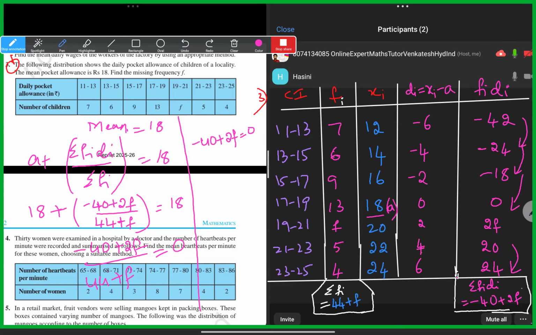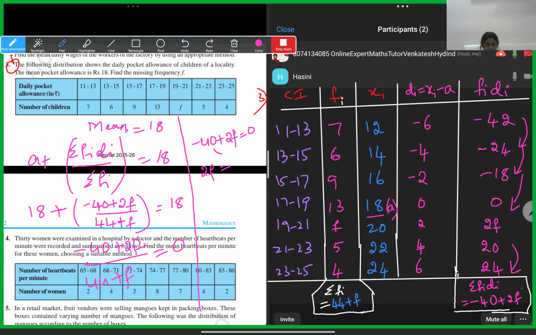Okay, Hasni? Yes or no? Yes, sir. The reason is this denominator will go to that side and multiply with this 0, and that will become 0. So in this fraction, Hasni, the denominator will go to the right side and cross multiply. 44 plus f into 0 will become 0. Minus 40 plus 2f will be eliminated. Okay, Hasni?